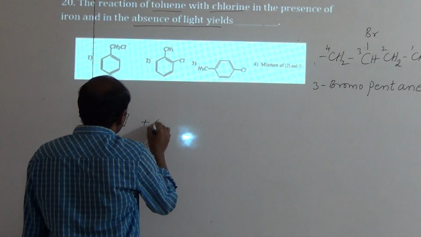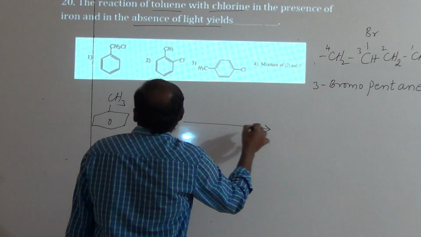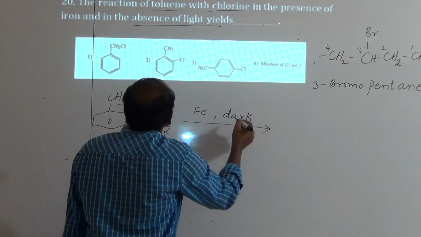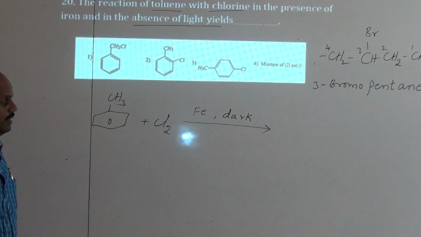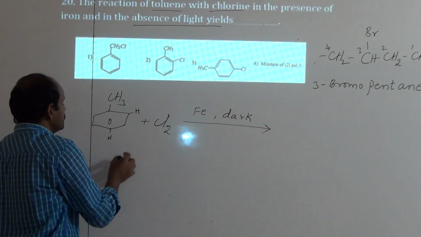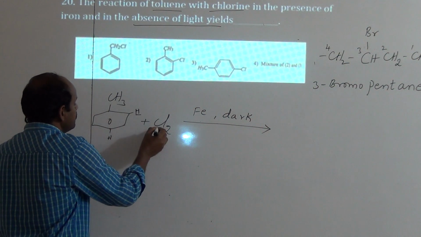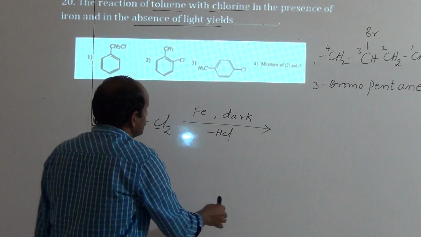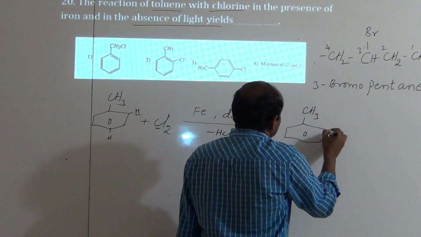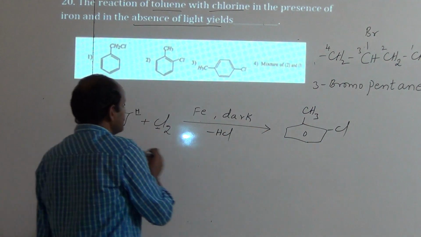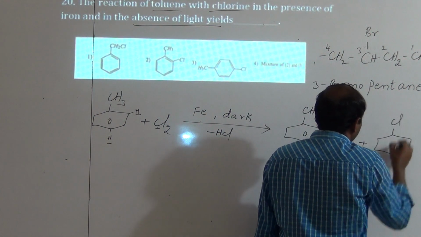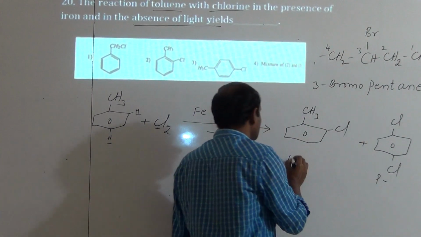It reacts with chlorine in the presence of iron and in the absence of light, means in dark. Then here substitution takes place at ortho and para positions. If it is involved, then here H and Cl are removed as HCl. Then we get ortho-chlorotoluene. If hydrogen at the para position is involved, then we get para-chlorotoluene. It is a para product, it is the other product.